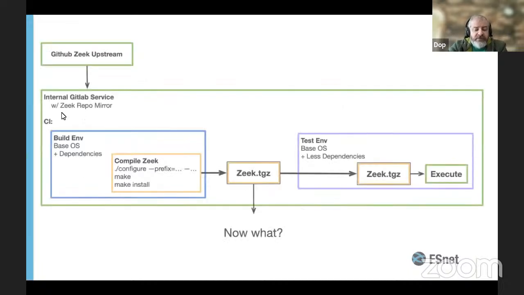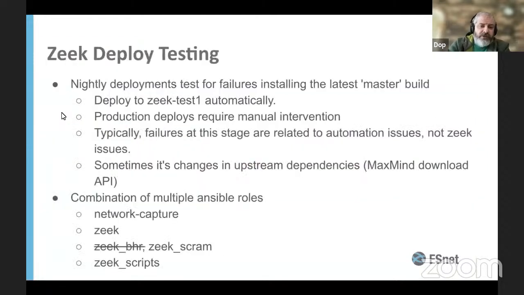So we have Zeek, and we know it works on the 3 OSs. What do we do now? Now, what we also do is Zeek deploy testing. So we take on our Zeek test 1 node, every night it deploys whatever the latest master build was, and makes sure it can deploy it out on real hardware. It starts up, it sees traffic, and everything is working just as it should be.